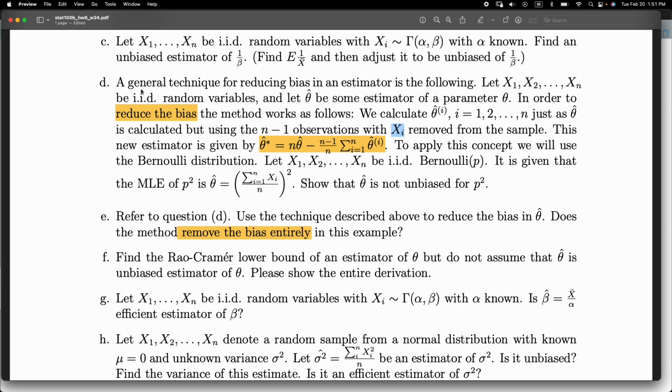Okay, so that would be the overall idea for D&E. This one is not unbiased, but using this procedure, you are able to reduce the bias completely. So that would be the idea. Okay, I'll stop here.